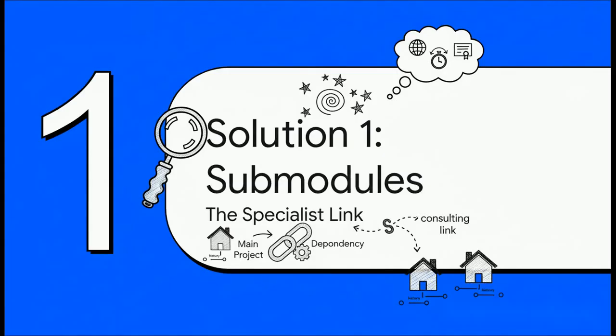Okay, so solution number one is Git submodules. I really like this analogy. Think of your dependencies as independent specialists. You know, they're experts in their field, they have their own history, their own workspace. Your main project doesn't try to manage them, it just keeps a link to their work and says, hey, I need you for this part.